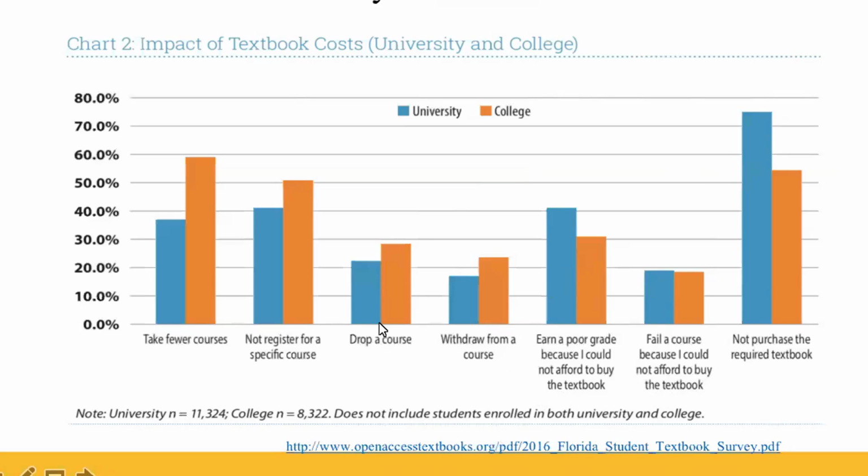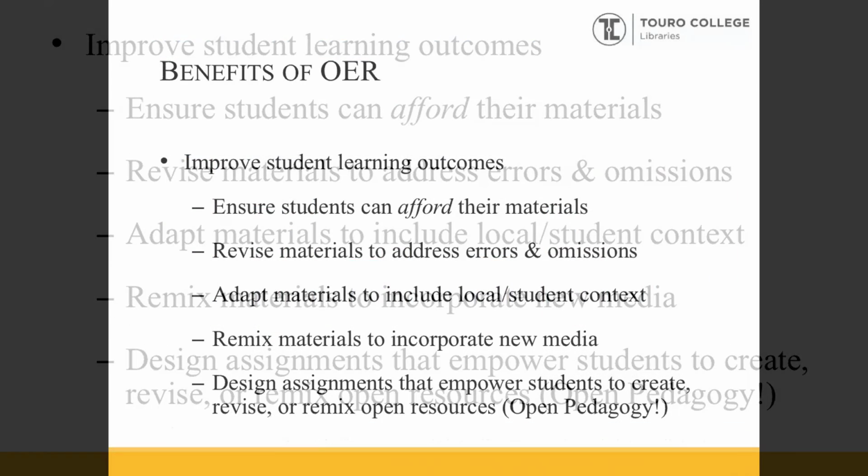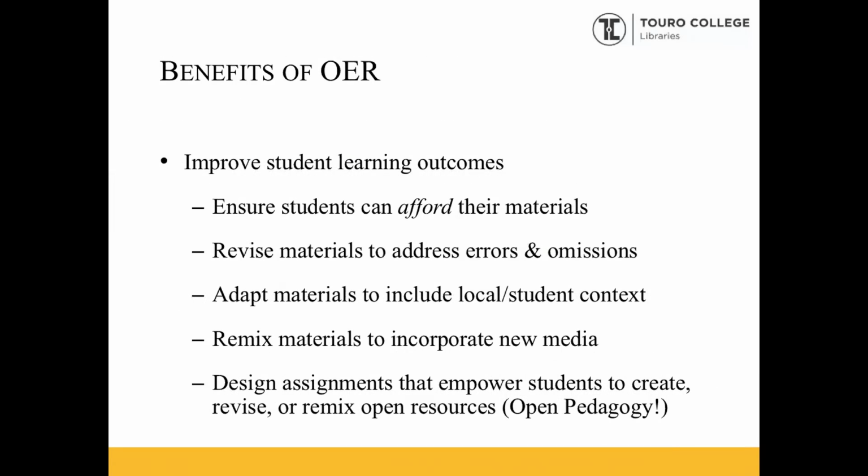But even before they register for a class, they might take fewer courses or not register for a specific course because they know that the textbook prices are high for that particular course. So the price of textbooks also has an impact on the graduation rate since the students end up having to take fewer courses. With OER, you can improve student learning outcomes by ensuring that the students can afford their materials.